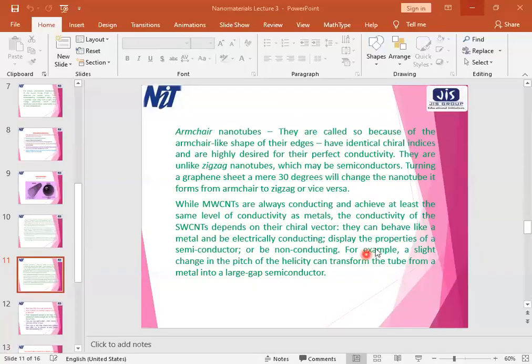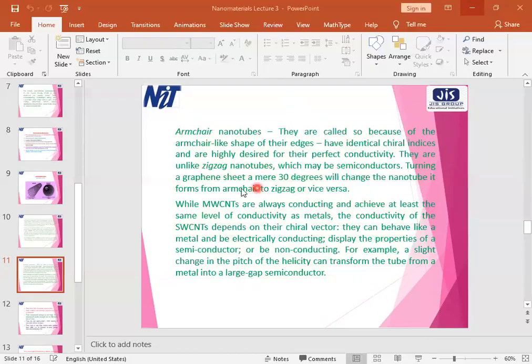Armchair nanotubes are called so because of their structure. Their shape is like an armchair. That is why they are called armchair nanotubes. And they are highly desired for their perfect conductivity. Their conductivity is very, very high. They are unlike zigzag nanotubes. There are two types of nanotubes, armchair and zigzag.